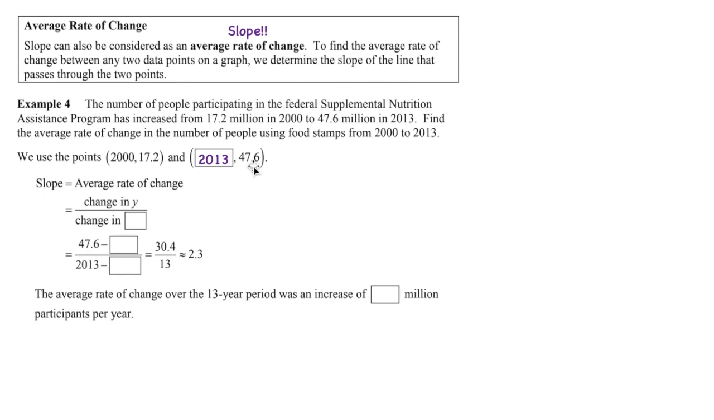We know that the average rate of change is the same as slope, so we can find the change in y over the change in x. I can take 47.6 minus 17.2 over 2013 minus 2000. This gives me 30.4 over 13, which simplifies to 2.3. This tells us that the average rate of change over this 13-year period was an increase of 2.3 million participants per year. Now, from year to year this might change, as 2000 to 2001 and 2001 to 2002 might be different. But the average rate of change over these 13 years was an increase of 2.3 million participants per year.